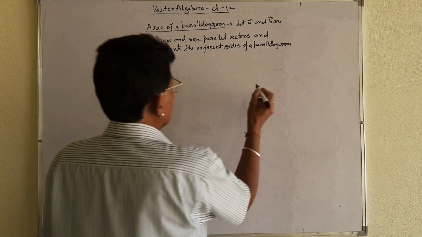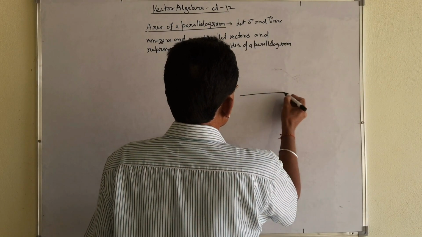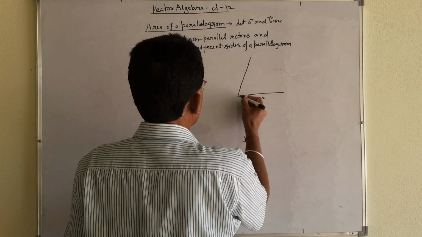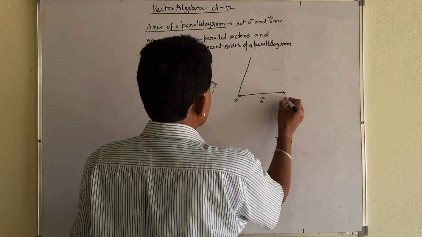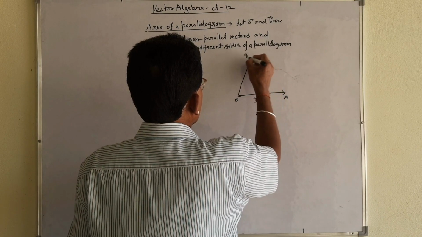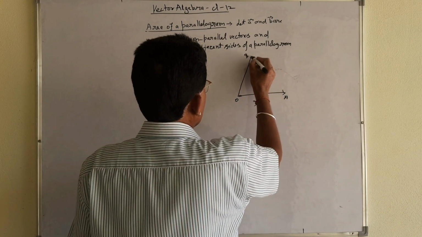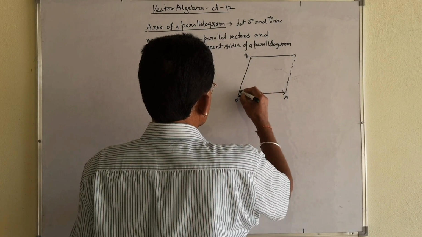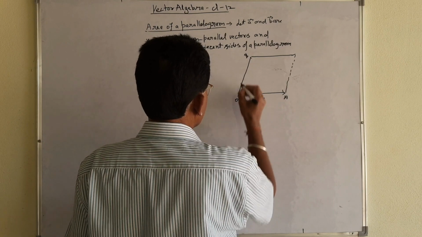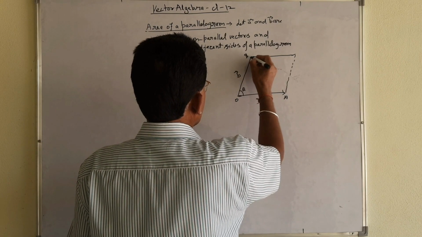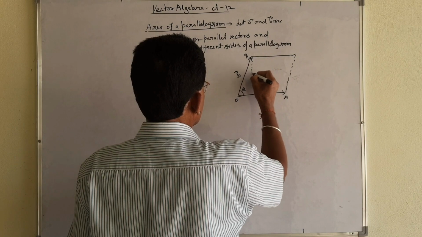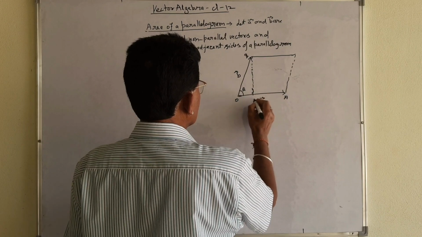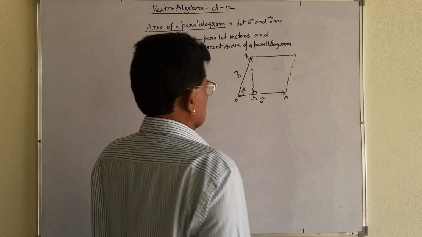Let me draw the figure first of all, which will play a very important role. This is, suppose, vector A, and this will be vector B. I am going to draw the figure: that is O, this will be point A, and this will be point B. Let me complete the parallelogram. This is the angle between the two vectors A and B. Let me draw the perpendicular from B, with the foot suppose point D.